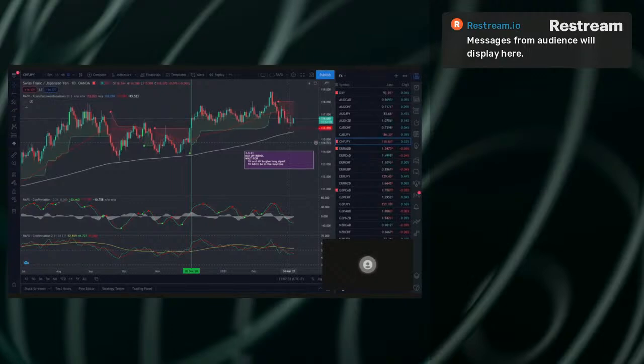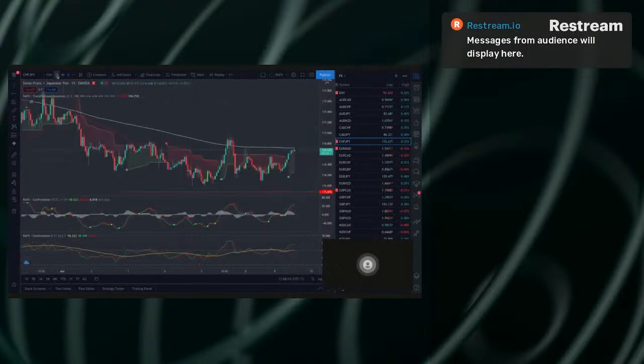So the next is CHFJPY. I think this one is a candidate for our trade because I already flagged it. The pair is in an uptrend because the price is above the baseline. Although it broke down this 50 baseline here, today it shows that it is bouncing on that area. So we will check if in the 1 hour time frame it will have a good entry trigger.